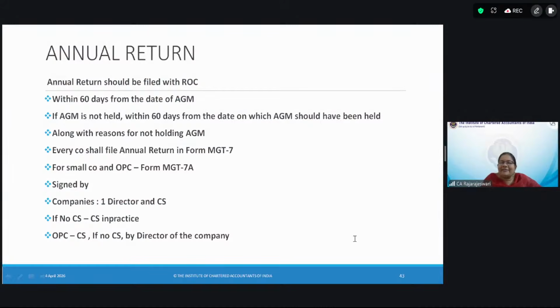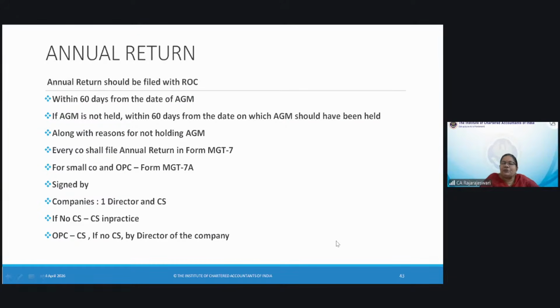Hi everyone. So in today's session, we will be learning about annual return and what we mean by quorum, proxy, and so on. So many new things we are going to learn. We will see them one by one.